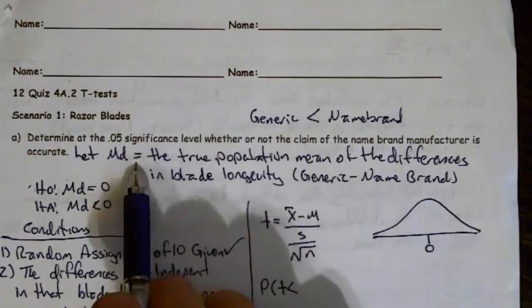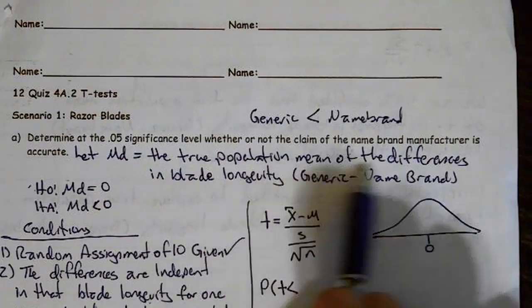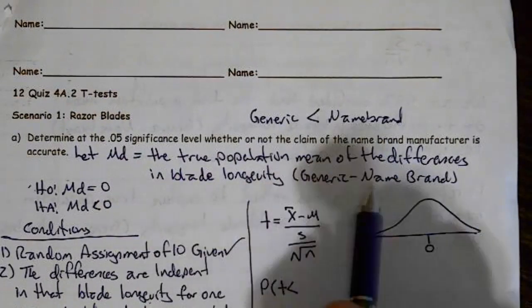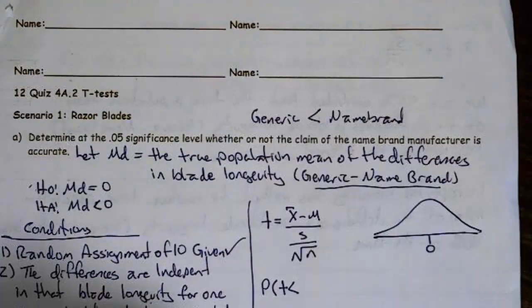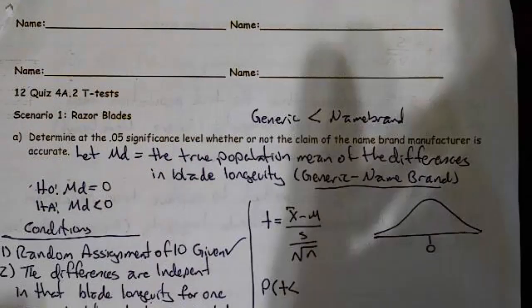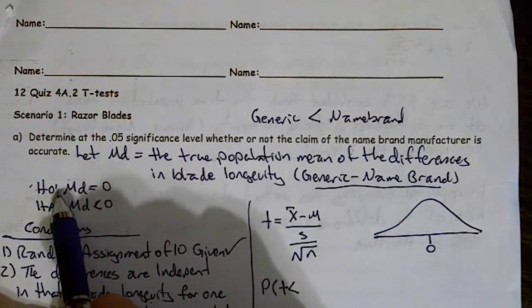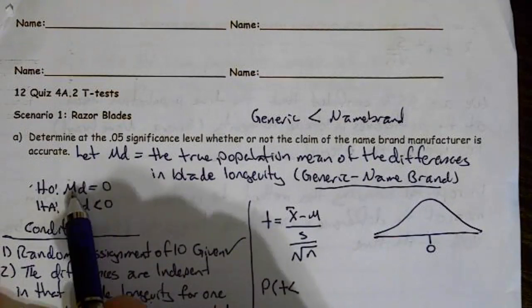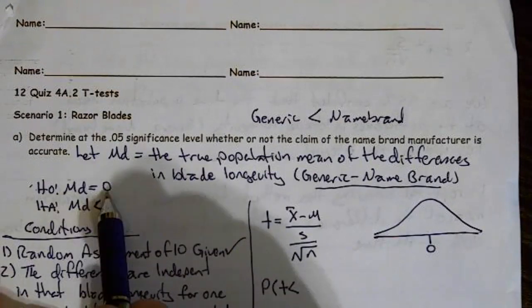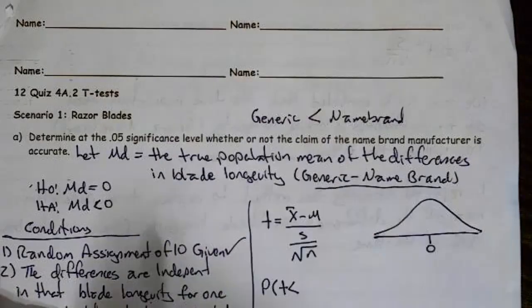First thing, we have to define our parameter. So let mu d equal the true population mean of the differences in blade longevity, generic minus name brand. You have to say which way you're subtracting. Now, if you subtracted the other way, that's fine. Your null and your alternative will be switched. So because it's paired, I'm going to say, well, that means there's no difference. All right. So the claim for a paired test is always no difference. So H0, mu d equals 0. The alternative is that it's negative because this is supposed to be less than that, which means I'd have negative. Again, if you flipped it, it would be greater than.